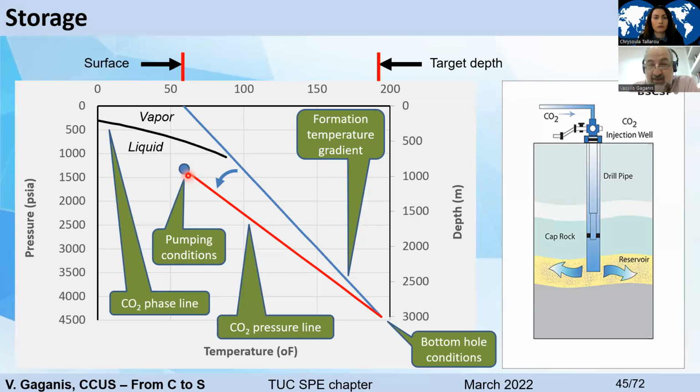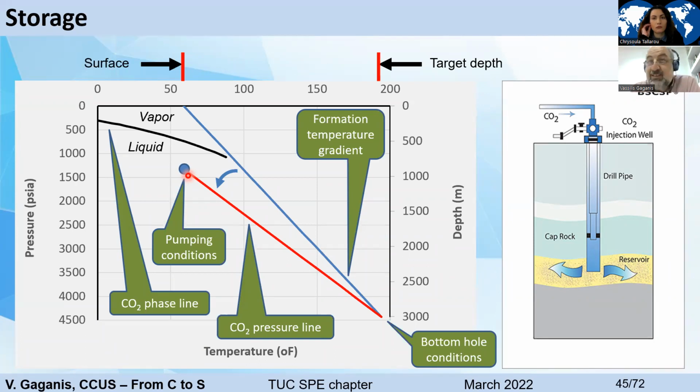So simply speaking, in order to force your CO2 quantity to arrive at 3,000 meters, where the pressure is 4.5 thousand psi, you need to inject it at surface, supposing that it is cool, at a pressure of approximately 1.4 thousand psi. So you need compressors. Okay, that's the moral of the story. You need compressors, and they're going to cost you extra money.